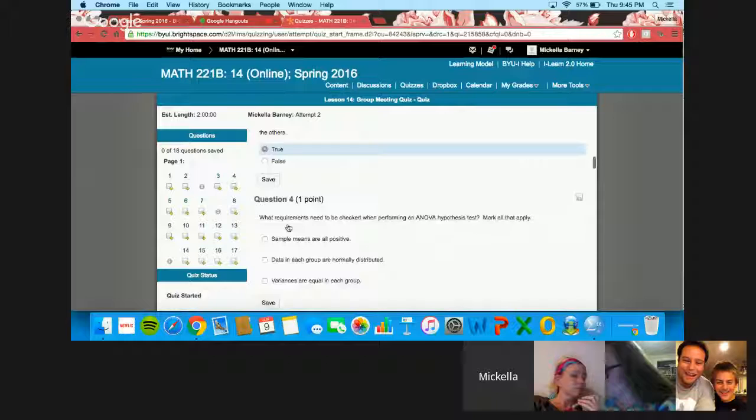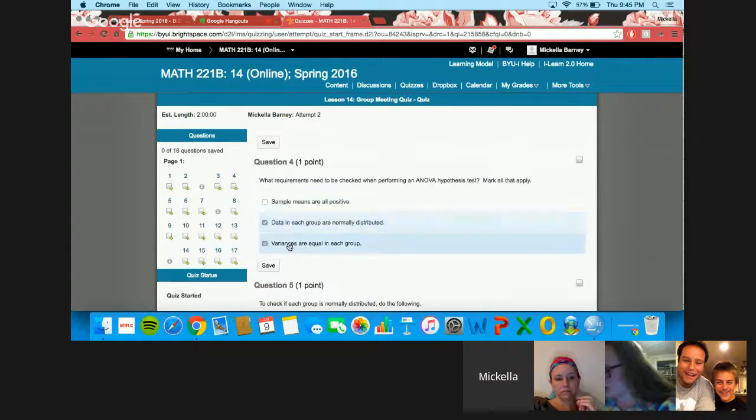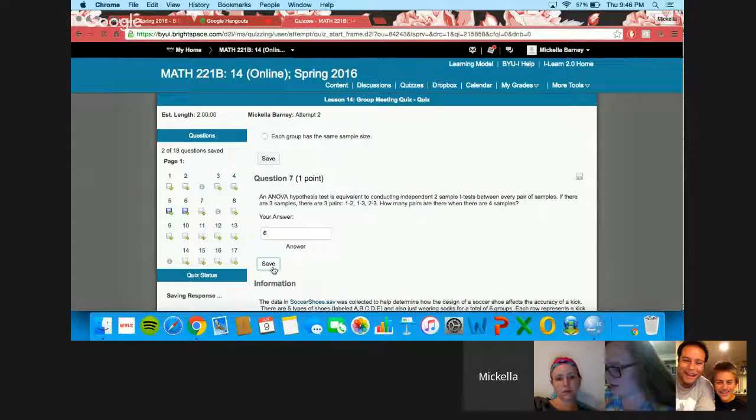So true, then what? The next two? Number 4 is data in each group are normally distributed and variances are equal in each group. Number 5 is construct a QQ plot for each group. And then the largest variance is less than 4 times the smallest. 706, right?